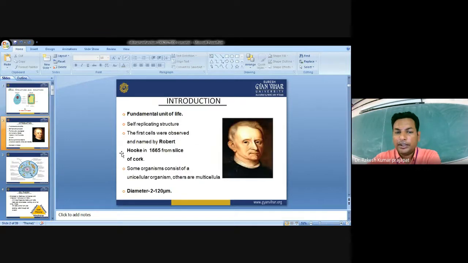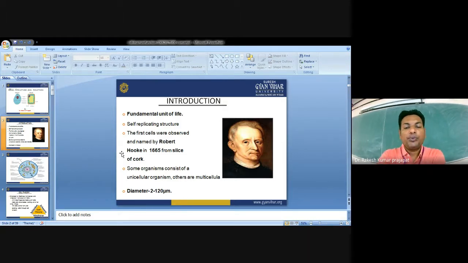Now we will discuss further. Basically, we know the cell is the structural and fundamental unit of life of every living organism. The cell is sometimes known as a self-replicating structure because it contains its own DNA, its genetic material. The first cell was observed and reported by Robert Hooke in 1665 from a slice of cork.